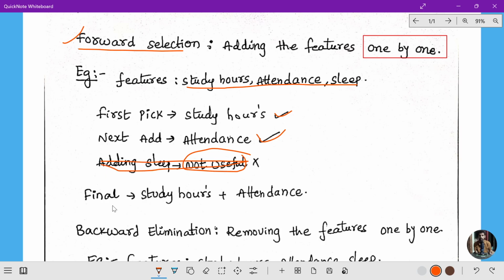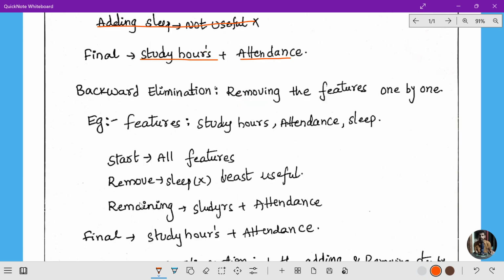So the last one is the final. What is the final? Study hours plus attendance. These two are the important features. This is called forward selection, adding the features one by one. First we add study hours, then we add attendance. You observe, first we add study hours, then next we add attendance. But if you see, adding sleep is not useful because we may not estimate it. It depends on the marks.